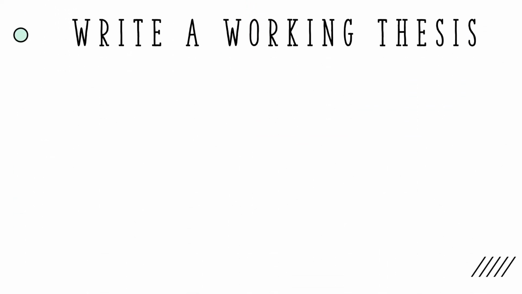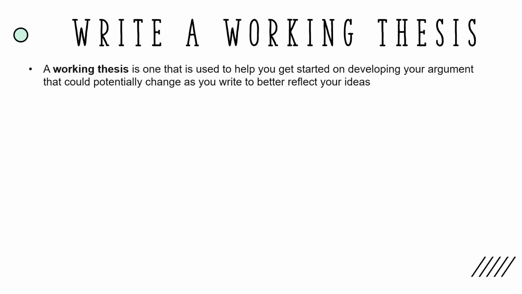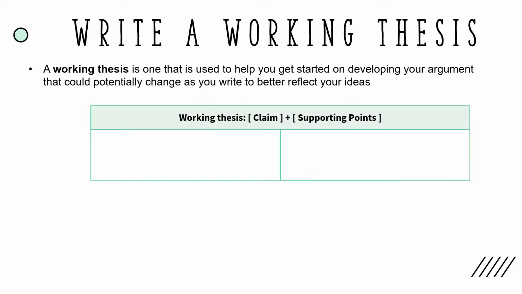Once you've decided on a narrowed down topic, use what you've learned about your topic so far to write a working thesis for your essay. A working thesis is one that is used to help you get started on developing your argument that could potentially change as you write to better reflect your ideas. Your working thesis should be one sentence only that clearly states your overall claim and lists your supporting points.